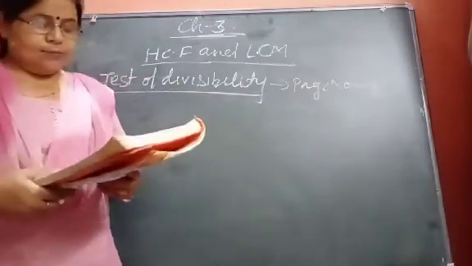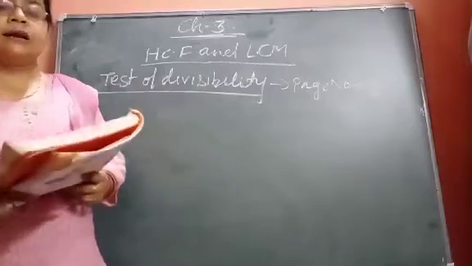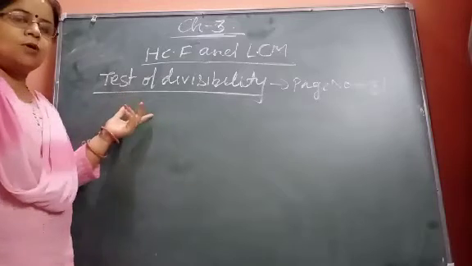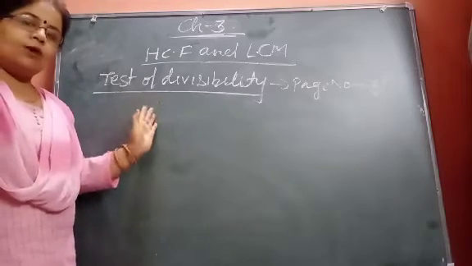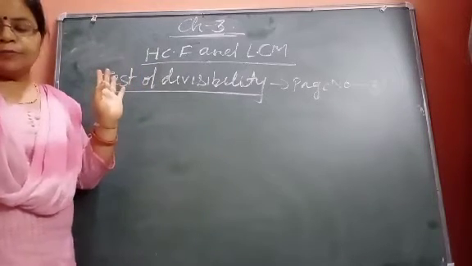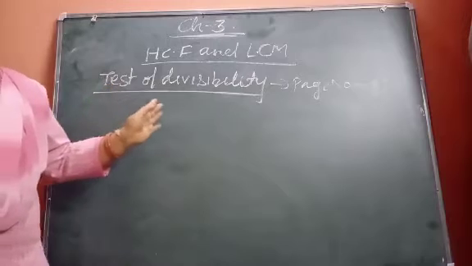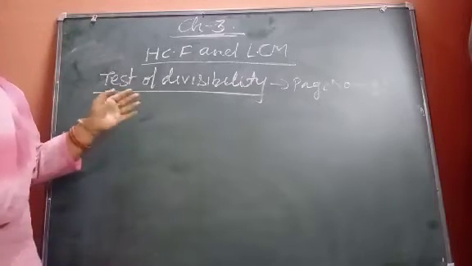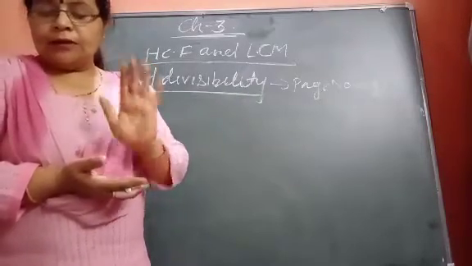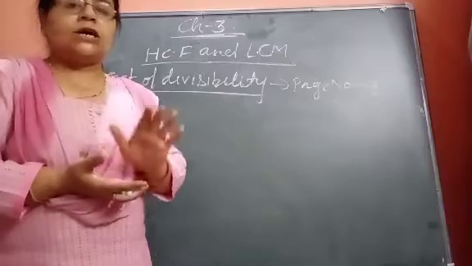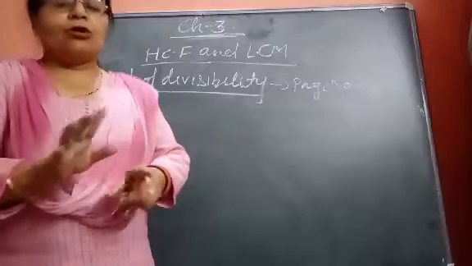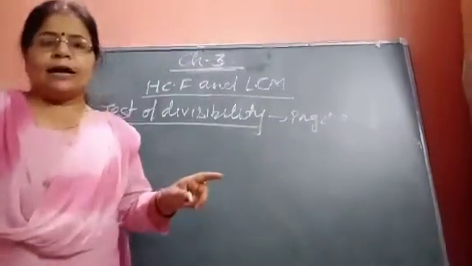Then next comes divisibility by 3. If the sum of the digits of the given number is divisible by 3, then the whole number will be divisible by 3. Then next comes divisibility of 4. A number will be divisible by 4 when the last two digits of the given number are divisible by 4, then the whole number will be divisible by 4.